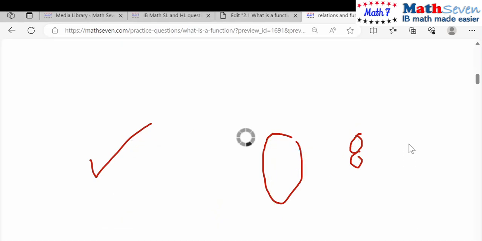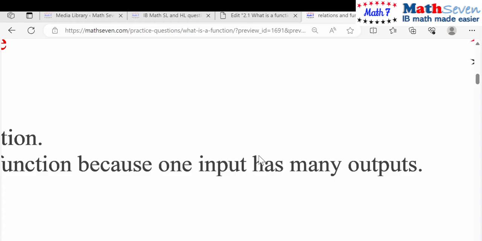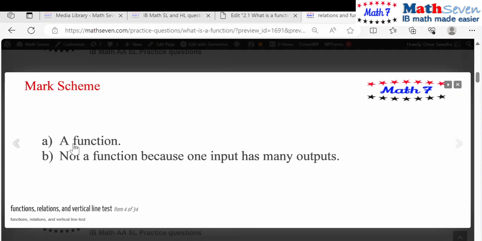Let's take a look at the mark scheme, students. Look at the mark scheme. It says here, part A is a function, and part B is not a function because one input has many outputs. All right.